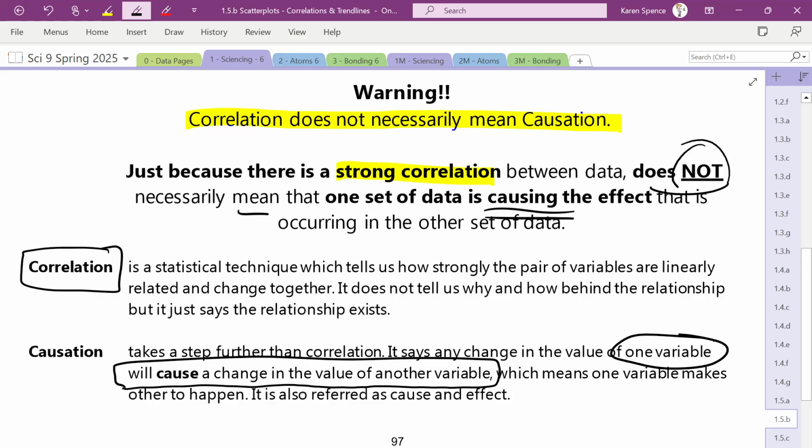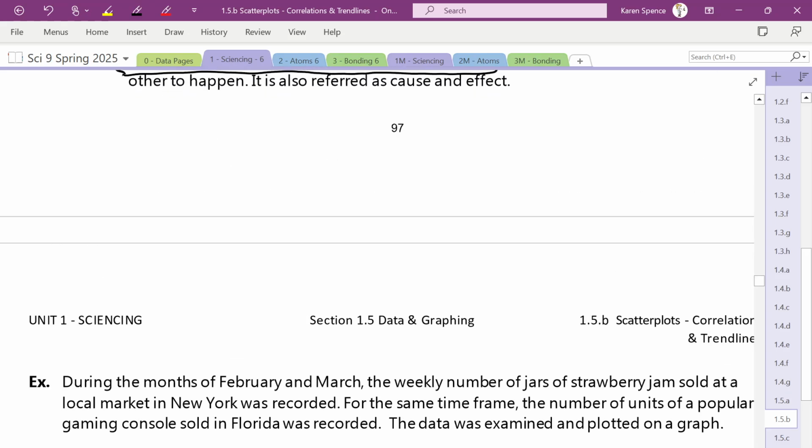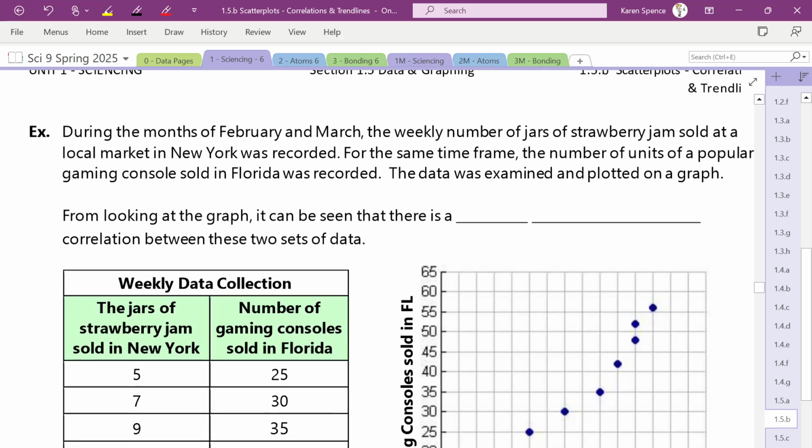We're going to look at a case, though, where two things go up, but they're not actually causing one another. It's a very silly example. During the months of February and March, we looked at the jars of strawberry jam that were sold in a local market in New York. At the same time, we also looked at the number of units of a popular gaming console sold in Florida.